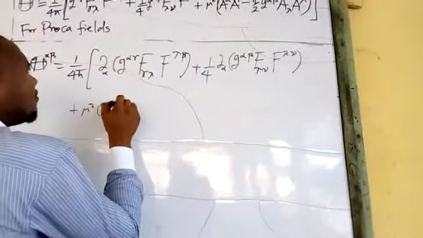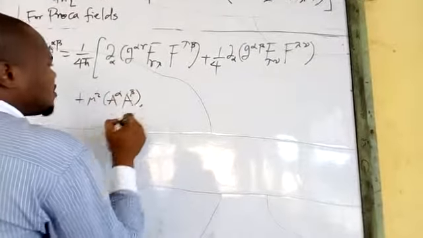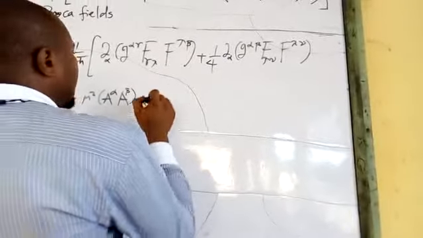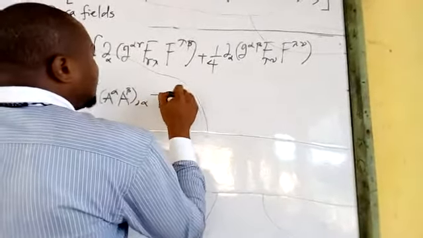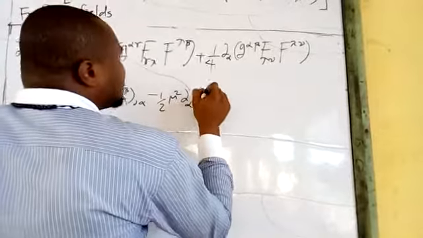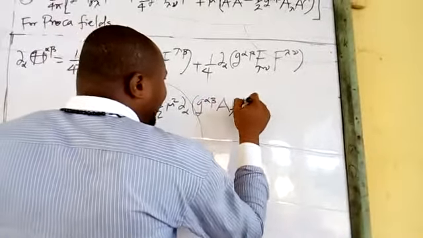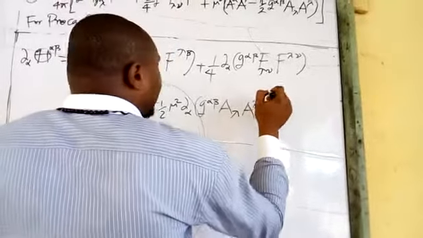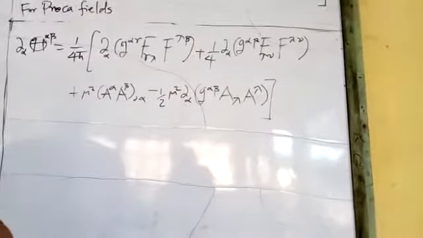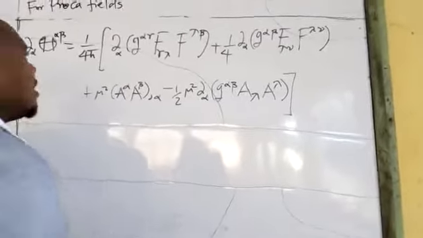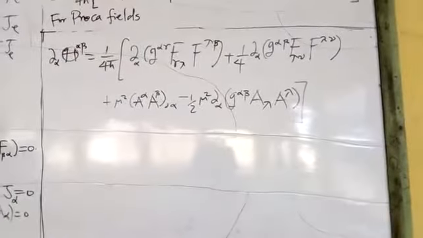For the sake of convenience, I'm not working with this here, so I'll just put comma alpha. I hope you know what that means. It's just the same as that. Minus again 1 over 2 mu squared. This time I would like to do this. G beta, A lambda here, A lambda, and that is what I get in this case.